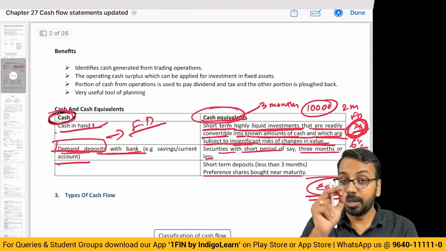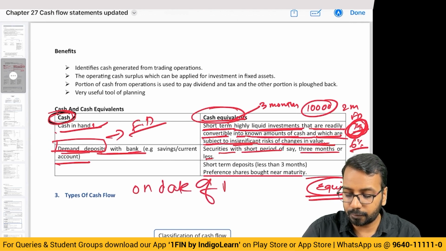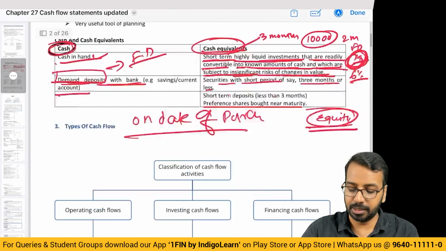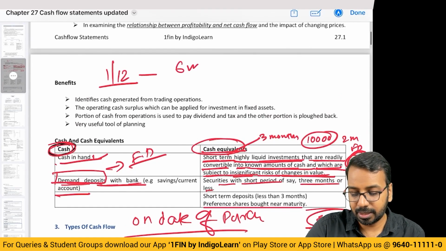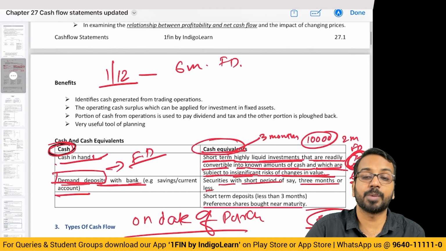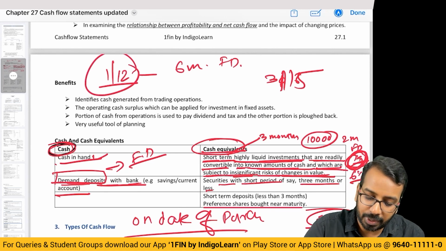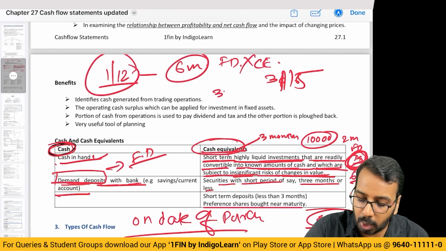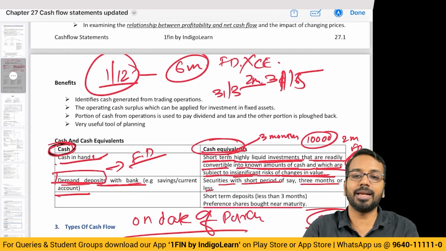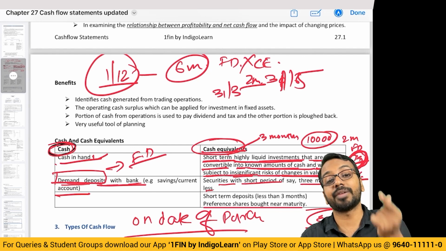But please understand, you have to consider on date of purchase. Means, let us say I am on 1st of December. I have taken 6 months FD. So this 6 months FD will mature on which date? 31st of May. When I purchased, it was 6 months. So this is not a cash equivalent. Don't say that on 31st of March, only 2 months are pending. So now I will consider it to be a cash equivalent. No, you have to classify it on the date of acquisition.